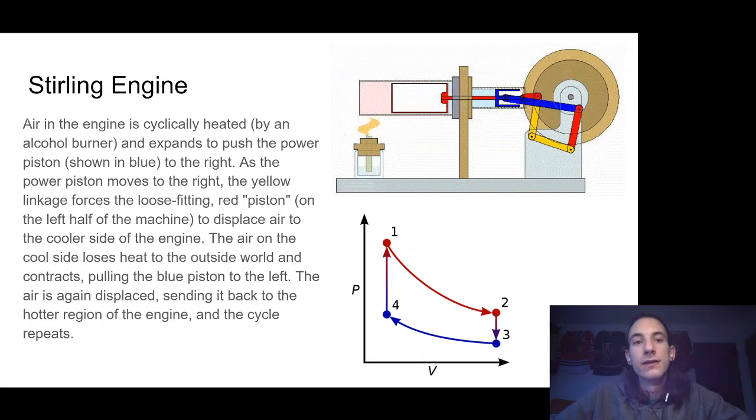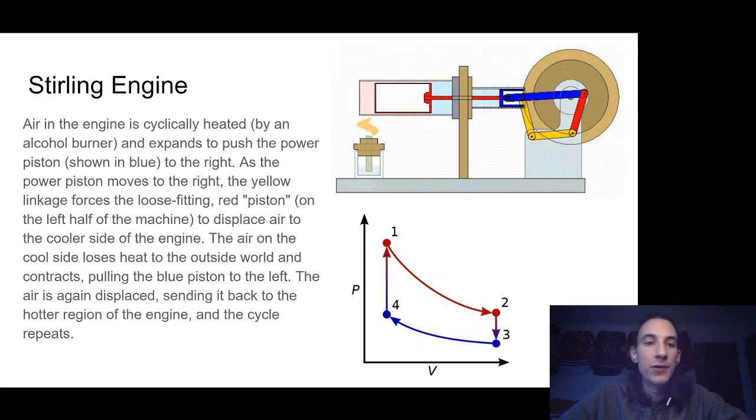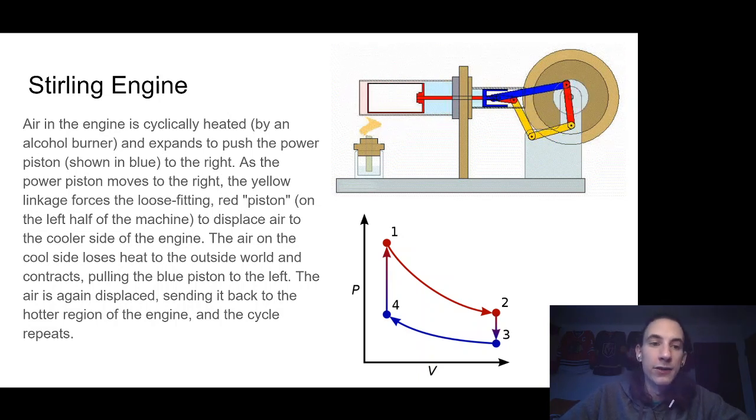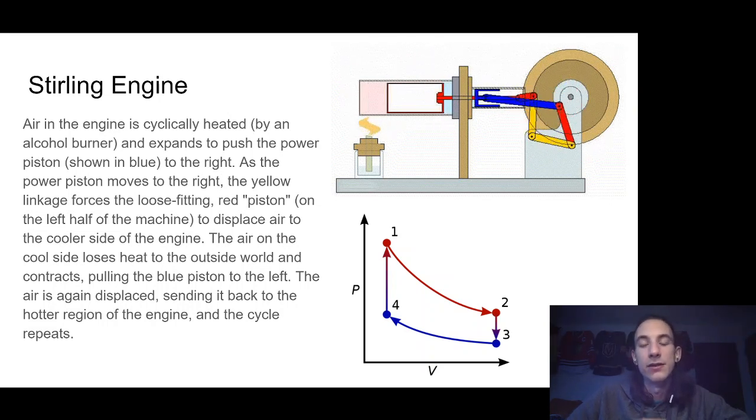Here is the explanation from where this GIF came from. It says air in the engine is cyclically heated by an alcohol burner and expands to push the power piston, shown in blue, to the right. As the power piston moves to the right, the yellow linkage forces the loose-fitting red piston on the left half of the machine to displace air to the cooler side of the engine. The air on the cool side loses heat to the outside world and contracts, pulling the blue piston to the left. The air is again displaced, sending it back to the hotter region of the engine, and the cycle repeats.